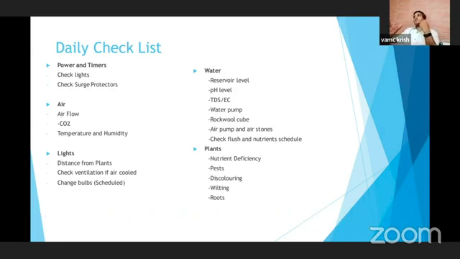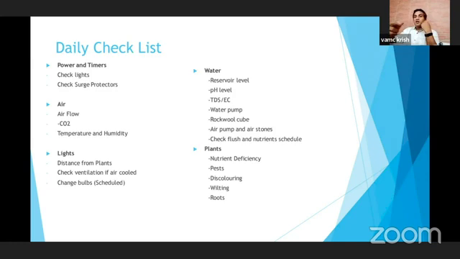Again, water and reservoir level. Suppose we are keeping tanks, the reservoir level must also be checked. Then the nutrient solution in the tanks: pH levels, EC, which means electrical conductivity, and TDS, total dissolved solids. Whatever instruments we need, we must monitor them daily.